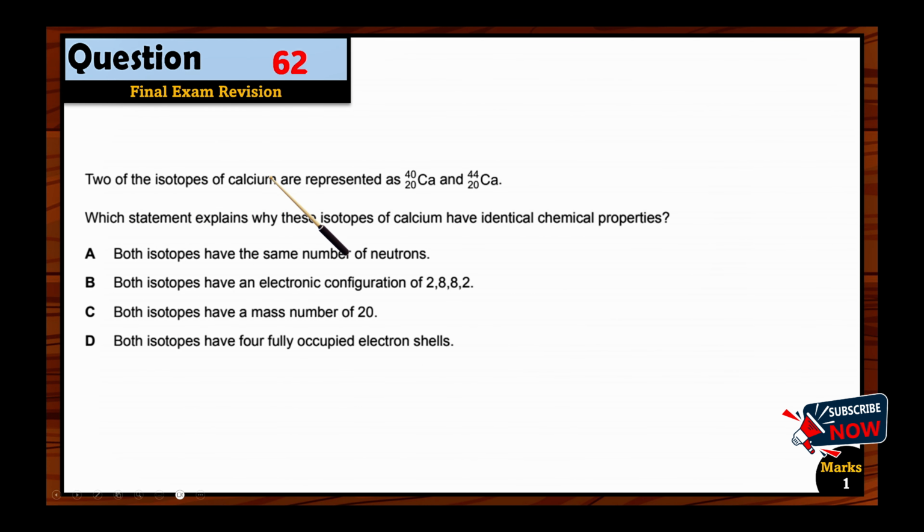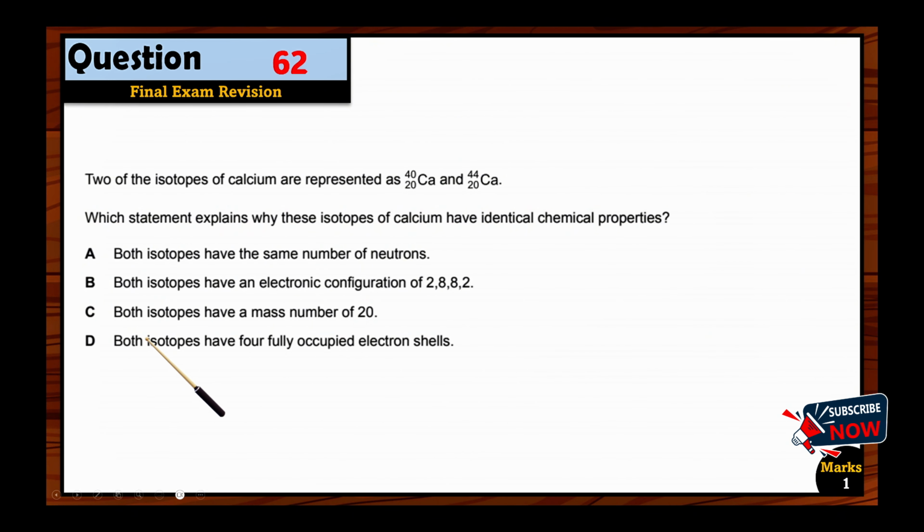Two of the isotopes of calcium are represented as calcium with a mass of 40, and the other one with a mass of 44. Which statement explains why these isotopes of calcium have identical chemical properties? See, again, the same question, right? So now you have to find the word electron. No word of electron here. Here we can see electronic configuration. And here both isotopes have four fully occupied electron shells. So now we have two, right?